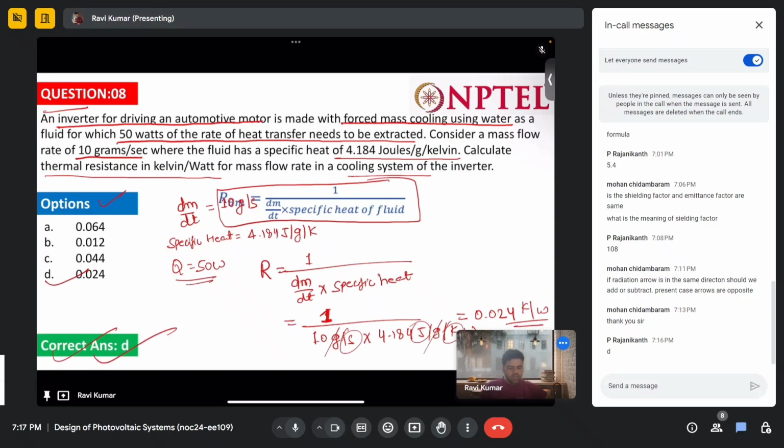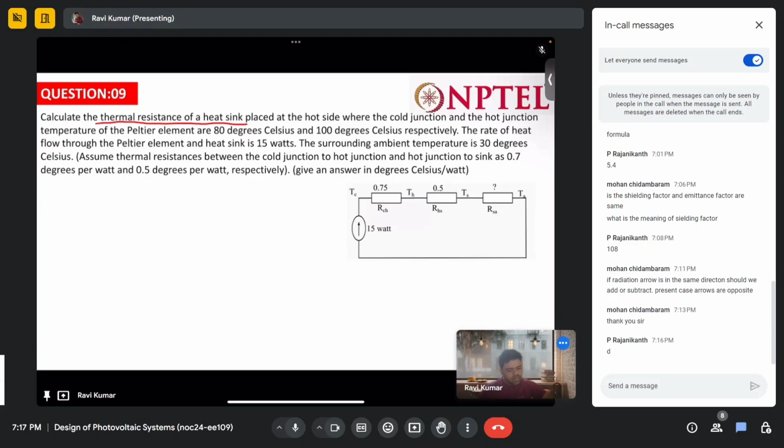Let's move to the next question, which says calculate the thermal resistance of the heat sink placed at the hot side, where the cold junction and the hot junction temperatures of the Peltier element are 80 degrees and 100 degrees. So this is our Peltier system. It is like 100 here, 80 here. The rate of heat flow through the Peltier element and the heat sinks is 50 watt. The surrounding ambient temperature is 30 degrees. Assume the thermal resistances, which are already given, 0.75 and 0.5.